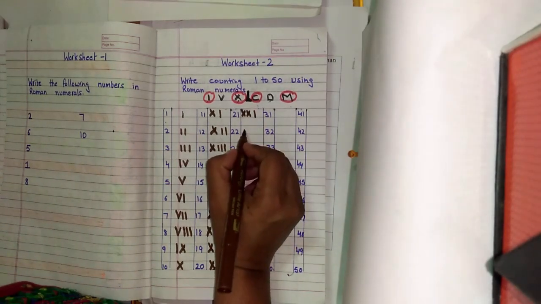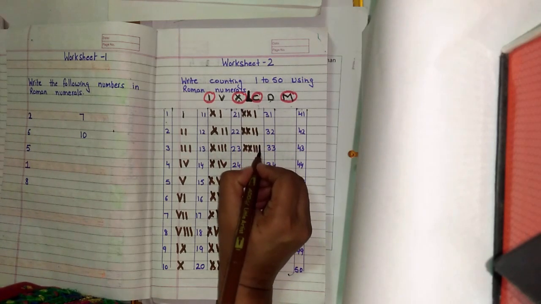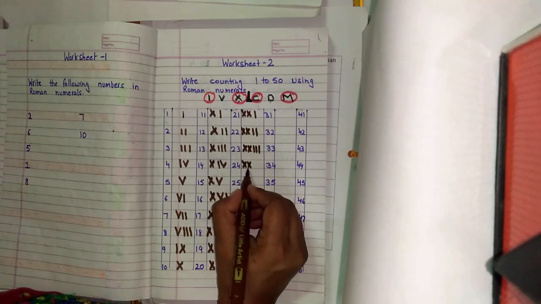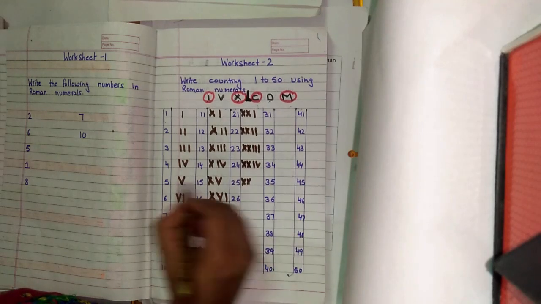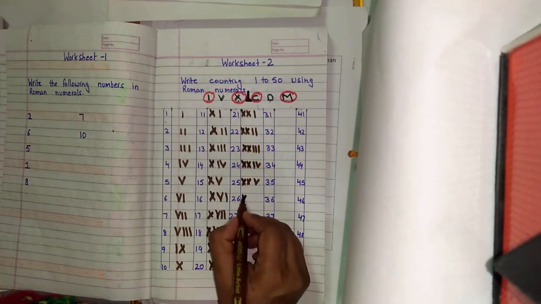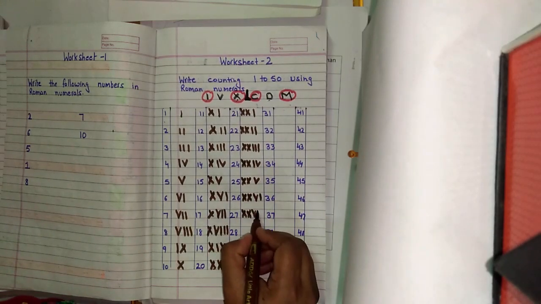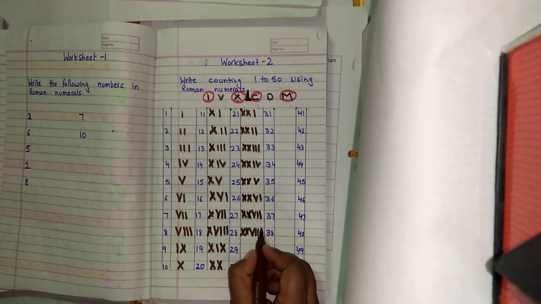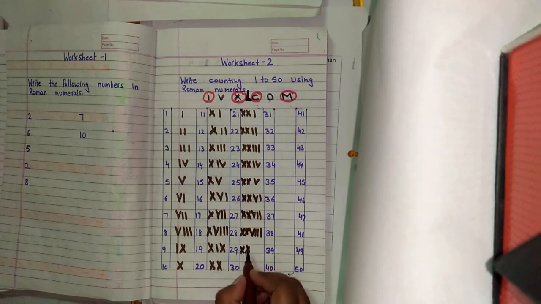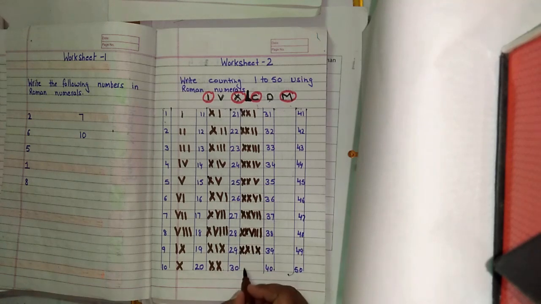21, 22, 23. Again be careful, this is XX, XX IV, then XX V, then XX VI, then XX VII, then XX VIII, then XX. Again be careful and notice here again this is IX, 29, then 30. X can be repeated 3 times.